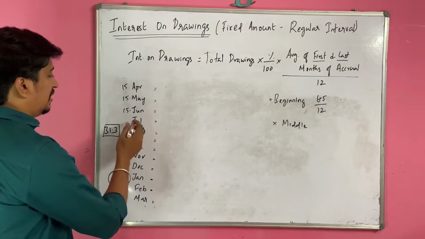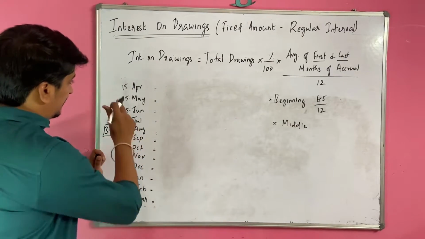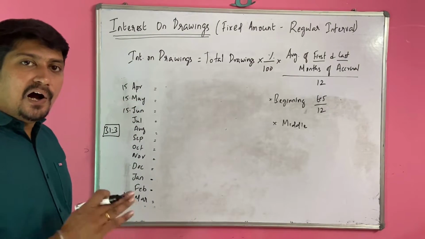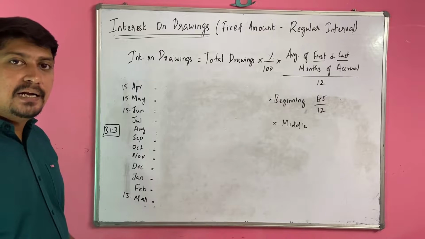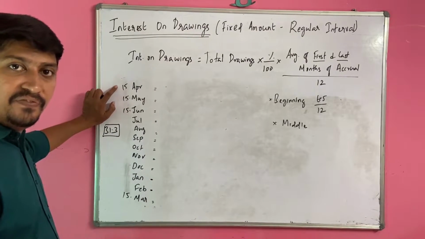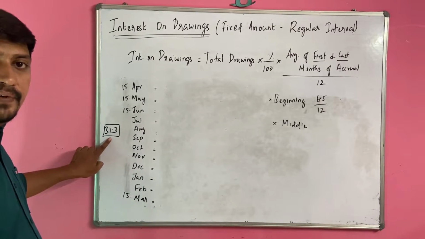15 or 16, both are middle only. So we need first and last alone. So this is 15. Now calculate how many months of interest the partner has to pay for the amount that he has drawn from 15th April to 31st March. Each drawing you have to compare with this one.